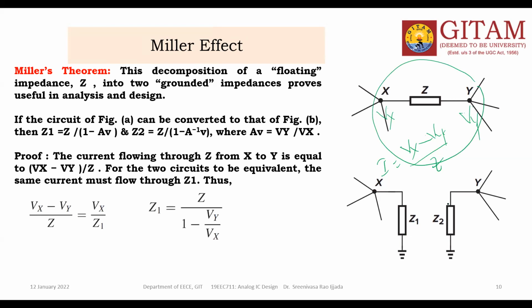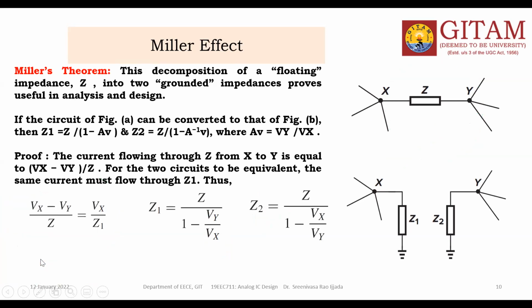Similarly, here also, from this equation, you can find the Z1 value. How much did you get? Z1 is equal to Z by 1 minus Vy by Vx. You can say this is Z by 1 minus the gain AV. The next one is the Z2 value. In the Z2 value, in place of this, you can write Vy by Z2. So you can find the Z2 value here, then you can get Z by 1 minus Vx by Vy.